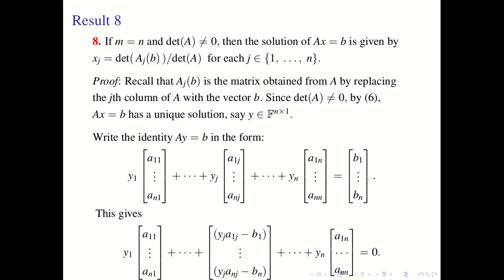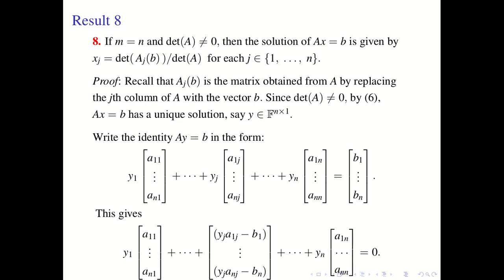Since the determinant of A is non-zero, by the previous result, Ax equal to b has a unique solution. Call this unique solution y. So that means Ay is equal to b. Now we can write this as y1 times the first column of A plus y2 times the second column of A plus etcetera, yj times the jth column of A plus etcetera, yn times the nth column of A, and that is equal to b1, b2 up to bn.